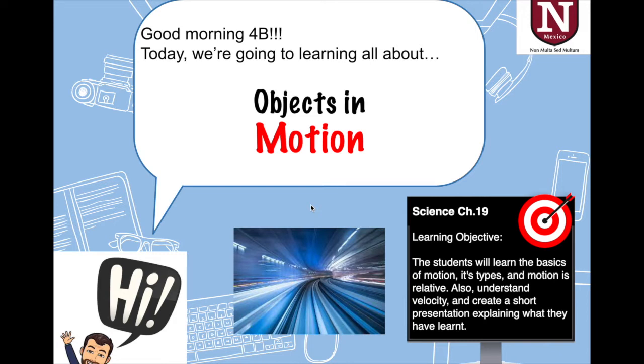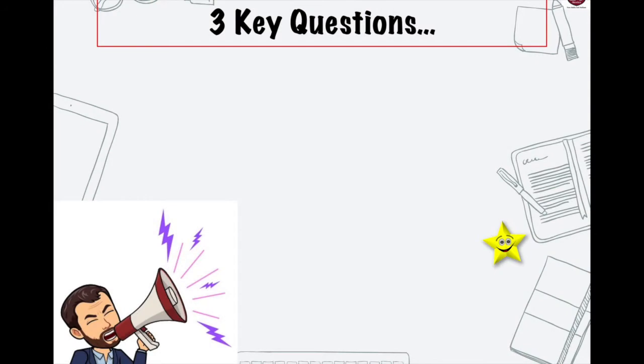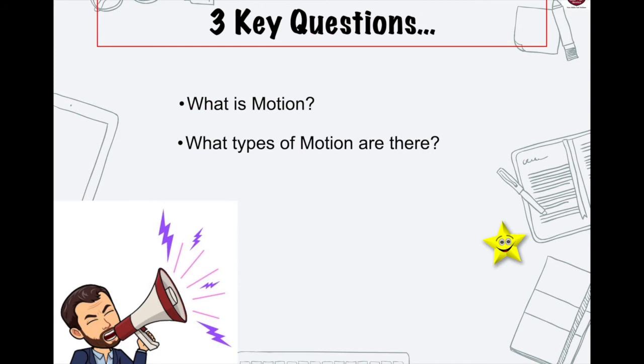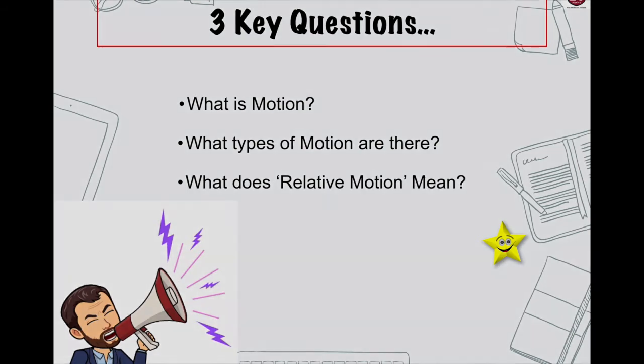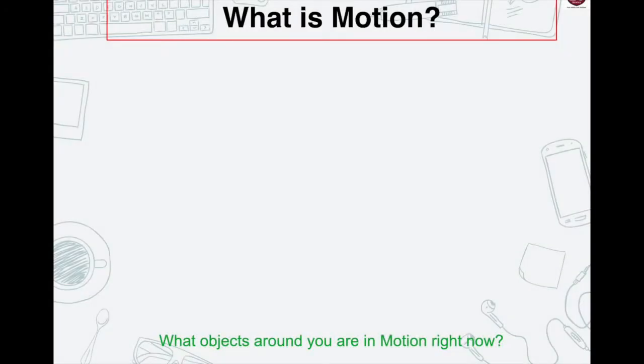So let's get started. We're going to be talking about three main key questions in this lesson. The first one being, what is motion? What types of motion are there? And also, what does relative motion mean? Those are the three key questions that we're going to answer. So let's start with the basics.